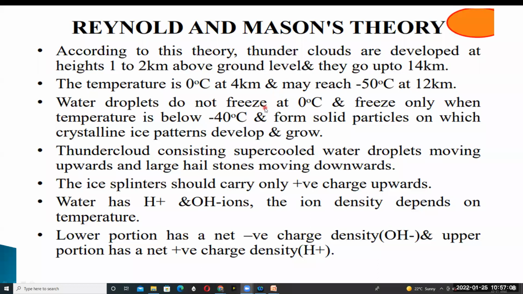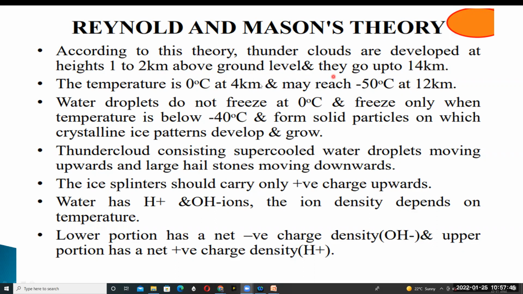Then next, coming to Reynolds and Mason's theory. According to this theory, thunder clouds are developed at heights of 1 to 2 kilometers above the ground level, and they go up to 14 kilometers.